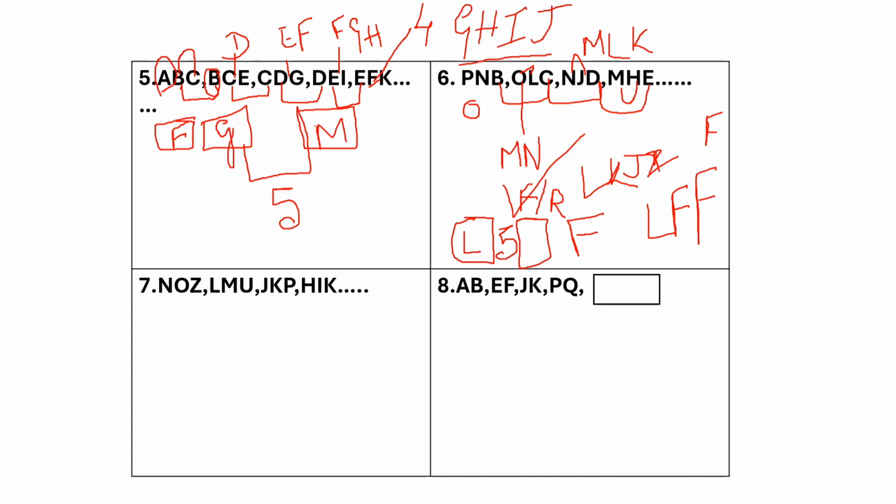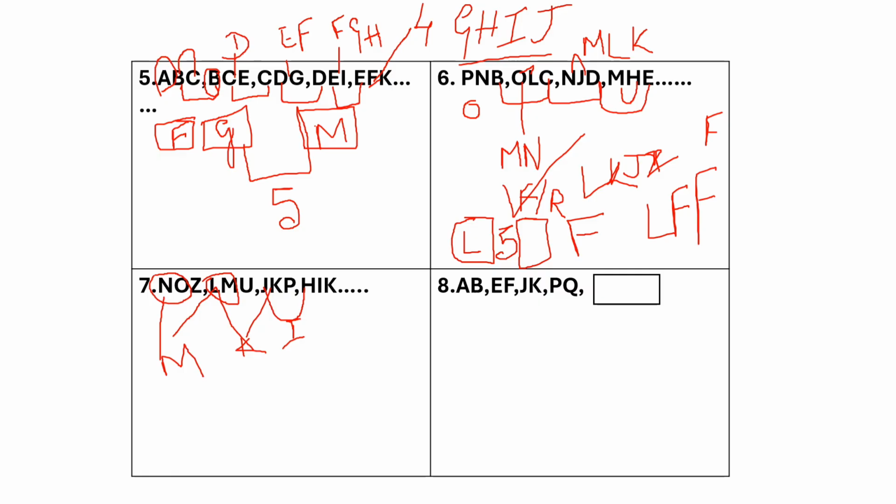Next question is N, O, L, M, U, J, K, P, H, I, K. What does it indicate? N, O, L, M, J, K, H, I. These are immediate letters. Or else we can see like this also. H, I is missing. Again J, K is missing. Again L, M is missing. Again N. If reverse order is difficult for you, you can write down here and check. Or else you can go with the last term of the series and check.